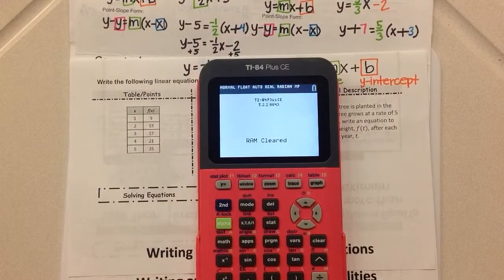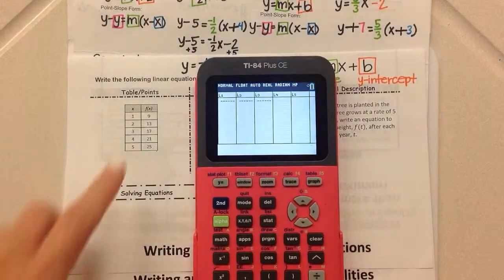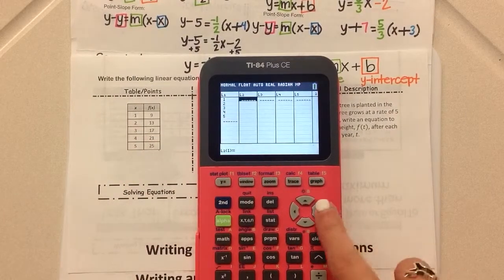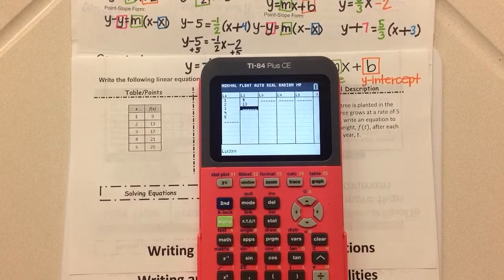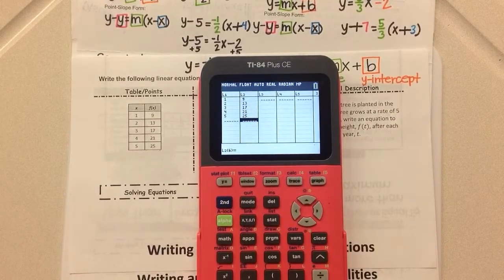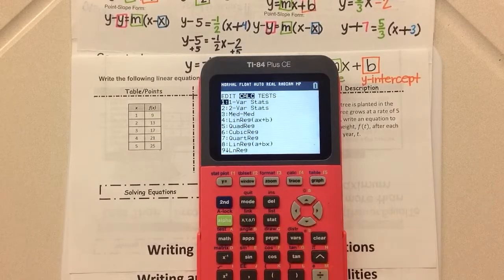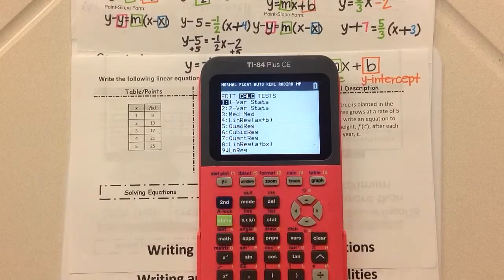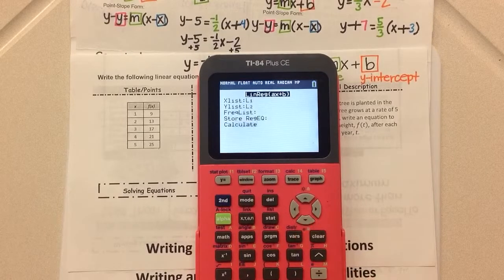And if you know it's linear, then you can go to stat enter and you can type in your x values in L1 and your y values in L2. And you can let the calculator give you your equation. So we're going to go stat, arrow over to calc, and then we've got to pick the right option. Remember, we're only picking 4, 5, or 0, and I want option 4 for a line. So I'm going to press 4, and then I'm going to arrow down to calculate, and I'm going to press enter.